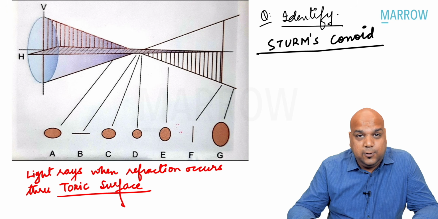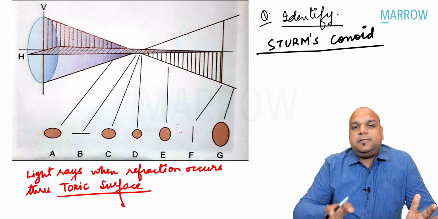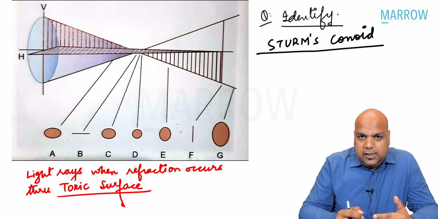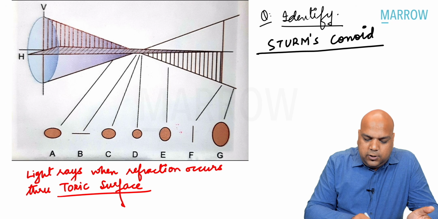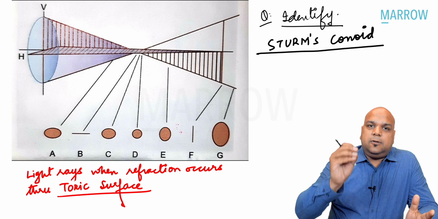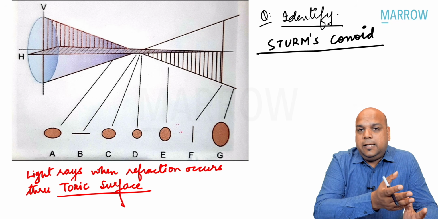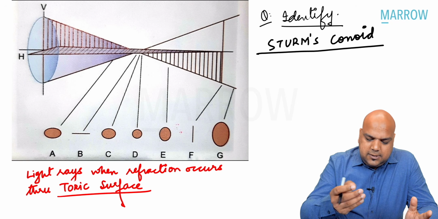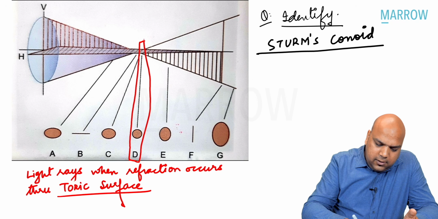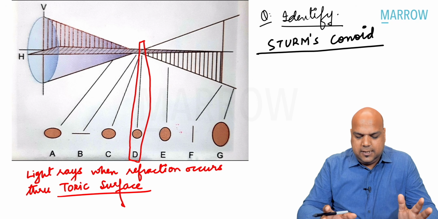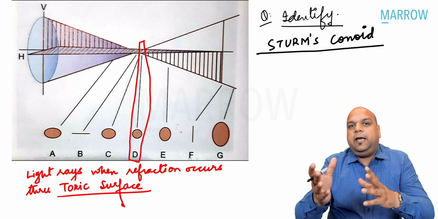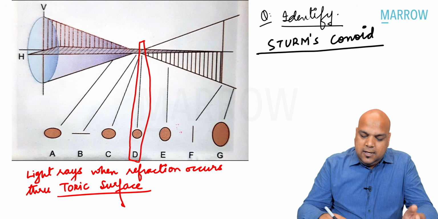Yes or no? Do you understand this toric surface? Yes. So what are we trying to say? That in a toric surface, the vertical and the horizontal power are different. So the refraction occurring from the vertical axis and the horizontal axis are different. So at each point, the vertical light rays or the horizontal light rays are either converging or diverging, but not the same.